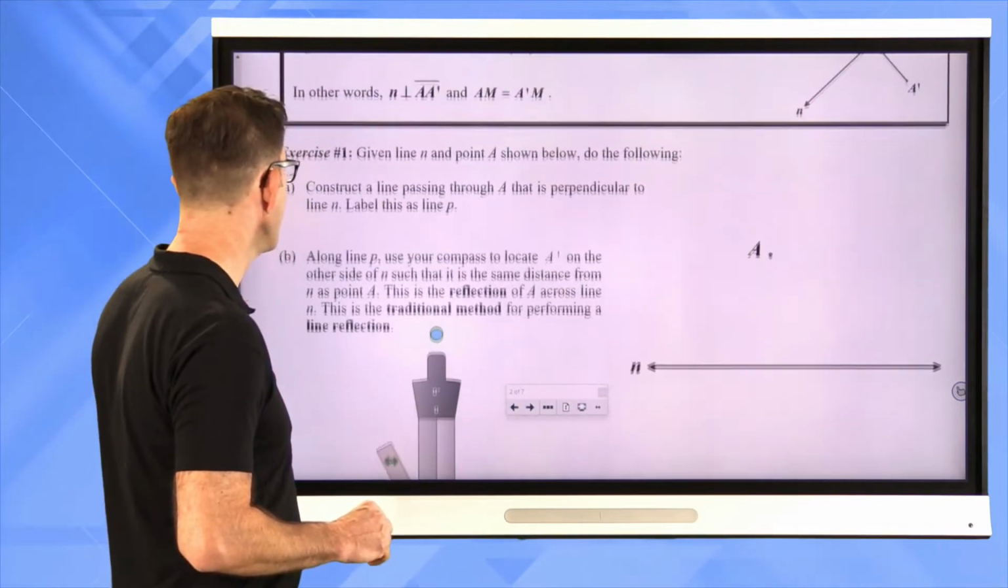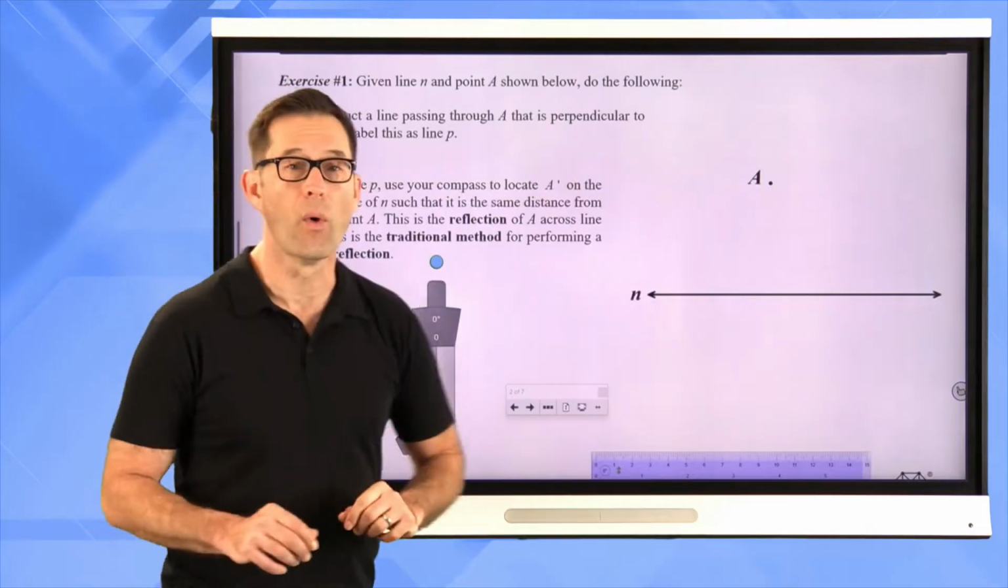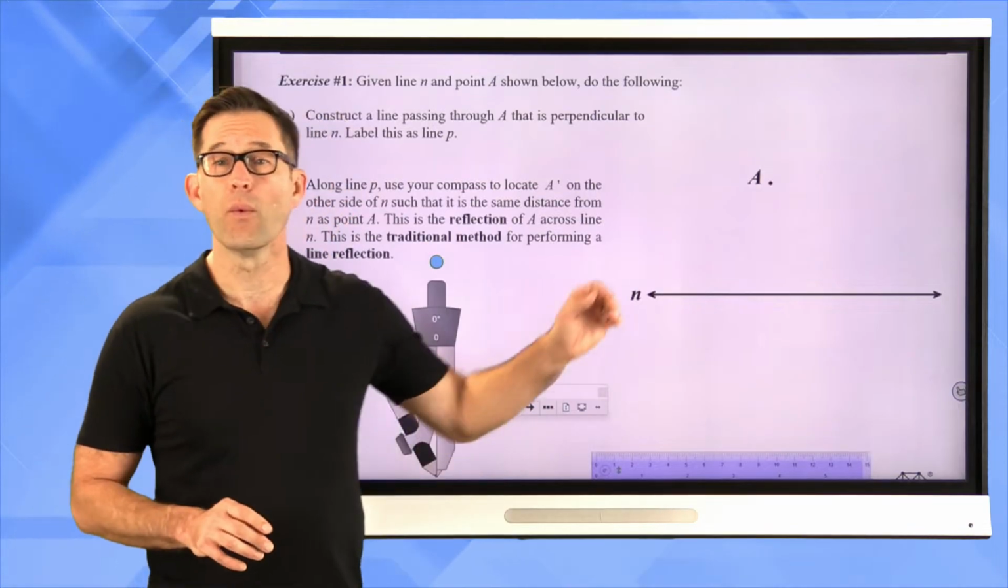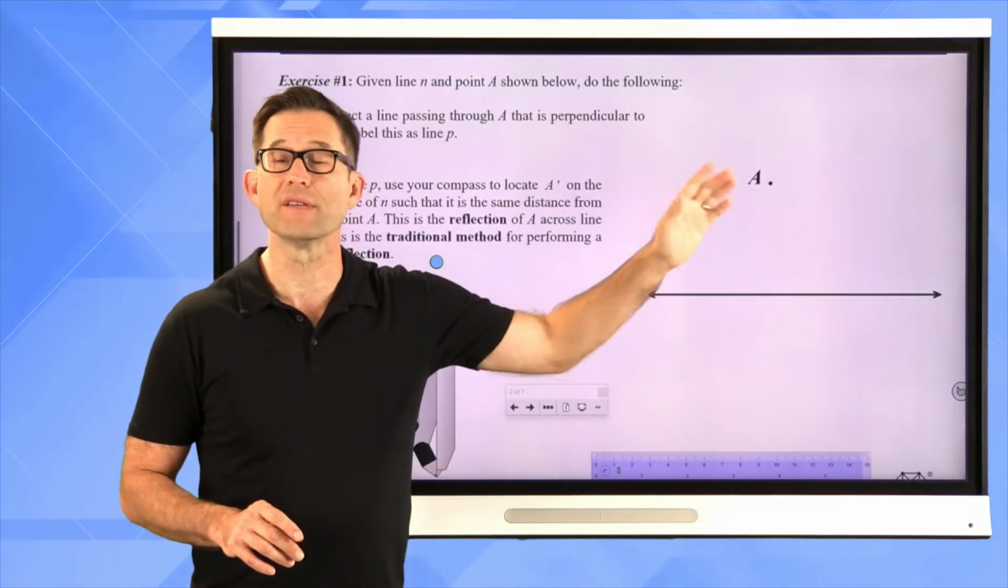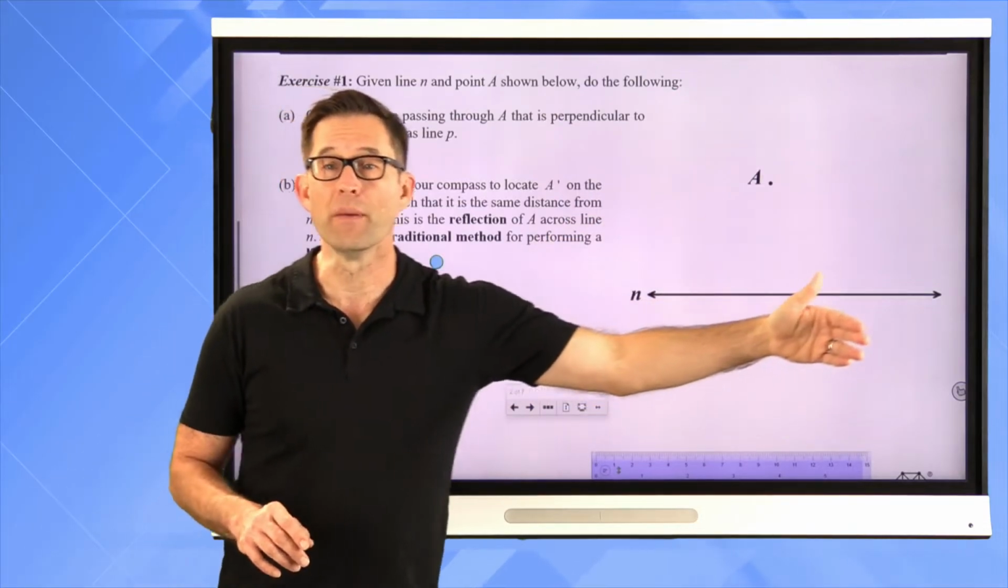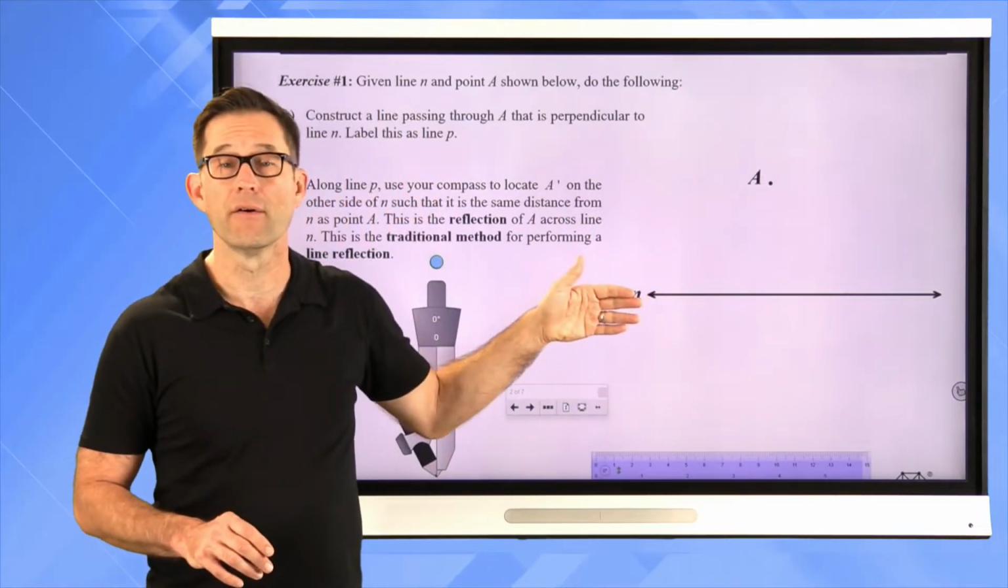All right, here we go. Exercise number 1. Given line N and point A shown below, do the following. Letter A, construct a line passing through A that is perpendicular to line N. Label this as line P. Okay, great. So we know, right, that when we connect the point with its image after the reflection, that line segment will be perpendicular to our line of reflection.